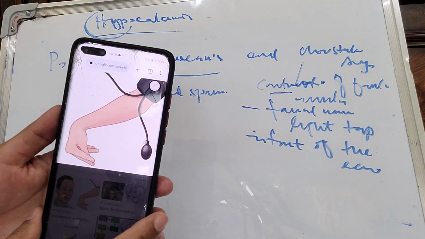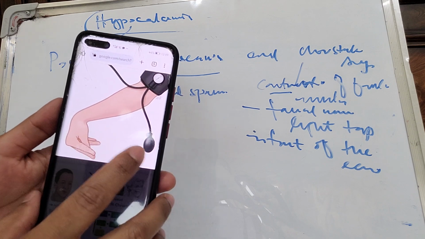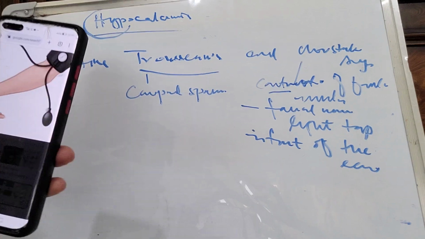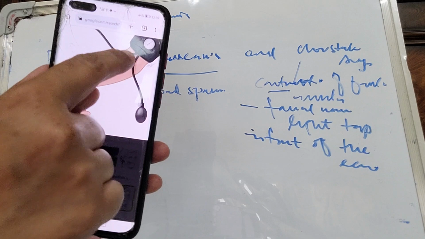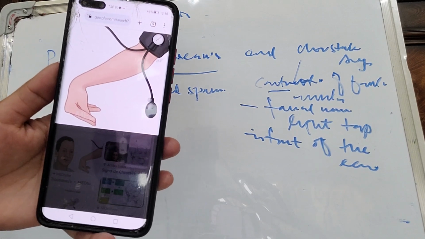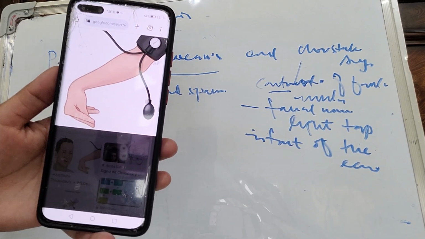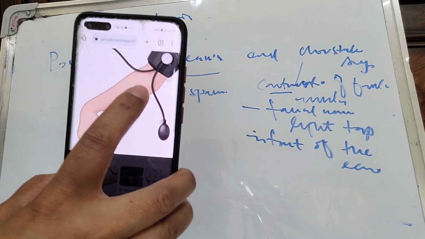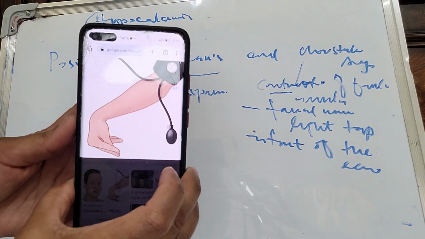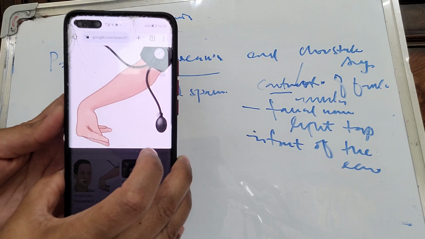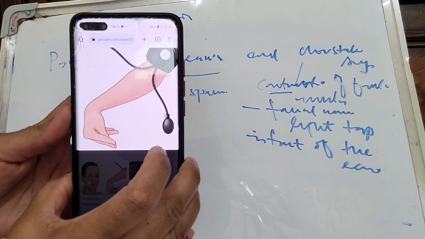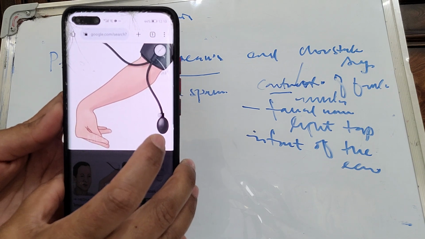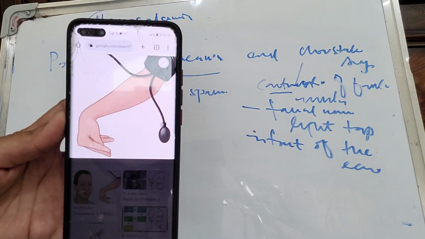And this is the Trousseau sign. The doctor will put the blood pressure cuff on, inflating above the systolic for a few minutes, and the patient's hand will be like this. It means the patient has a positive Trousseau sign. This is a carpal spasm and it means the patient has hypocalcemia.